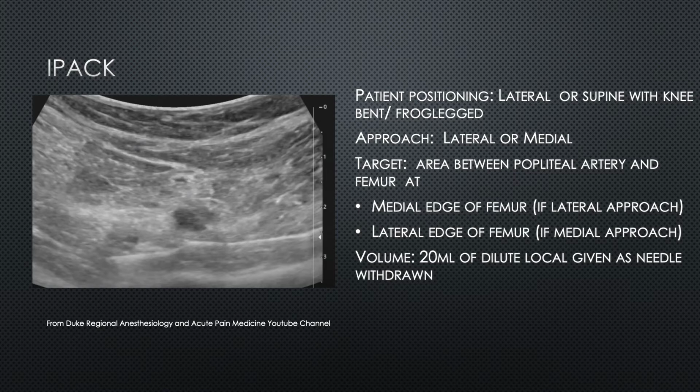You would advance the needle to the medial edge of the femur, which would be over here, and you aim between the popliteal artery, which is this, and the femur. As you withdraw, you give about 20 mLs of a dilute local, dilute being 0.2 to 0.25.